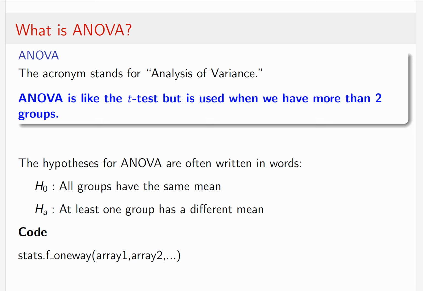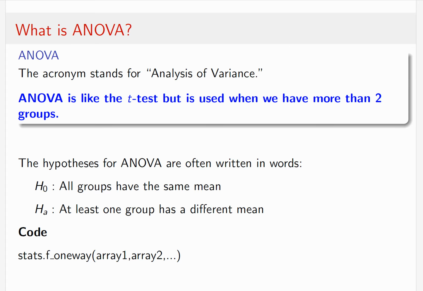And the code is stats dot f underscore one way. One way ANOVA is the simplest plain vanilla version of ANOVA, so it's appropriate for this class. And notice that it requires array data, and it requires one array for each of the different groups, right? So every group is going to have its own data in array form that I have to put into the f underscore one way procedure.